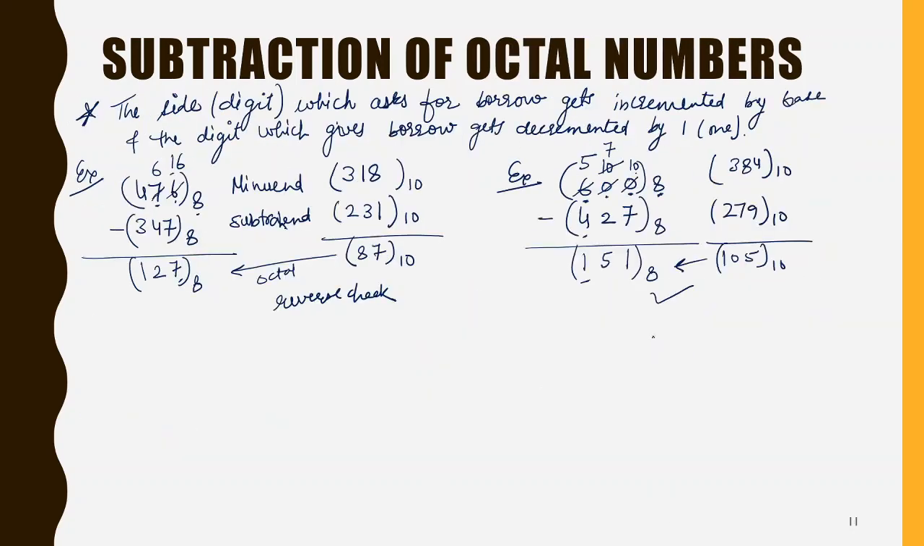The rule that you need to remember is again the same. The side which asks for the borrow gets incremented by the base, so the 0 becomes 1. One is added to the same digit, like 1 is added to the same digit 0. Now we will see one more example for this subtraction.